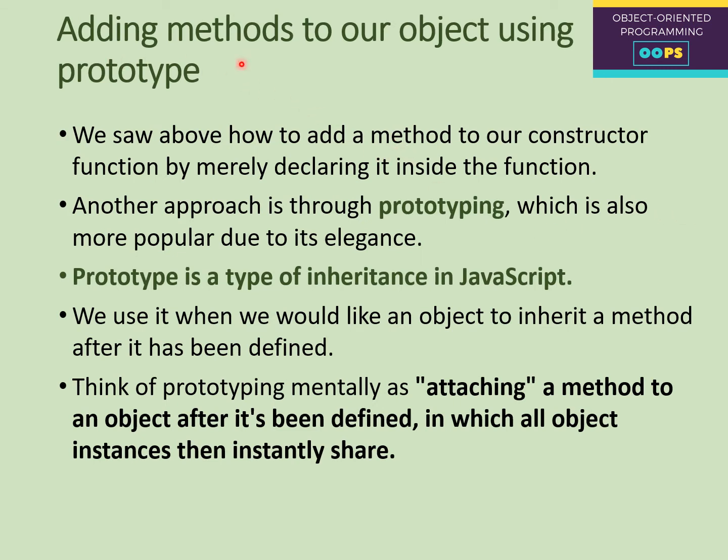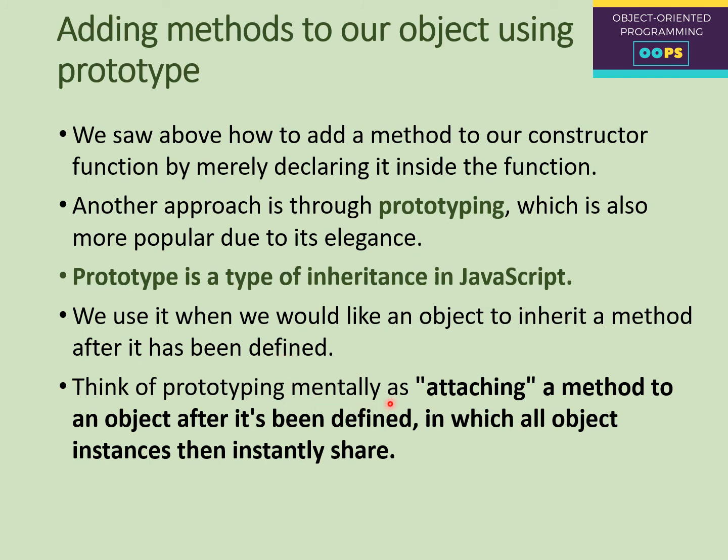Now let us see how we can add methods to our object using prototype. We saw above how to add a method to our constructor function by merely declaring it inside the function, and another approach for adding a method is prototyping, which is also more popular due to its elegance. So prototype is a type of inheritance in JavaScript, and we use it when we would like an object to inherit a method after it has been defined.